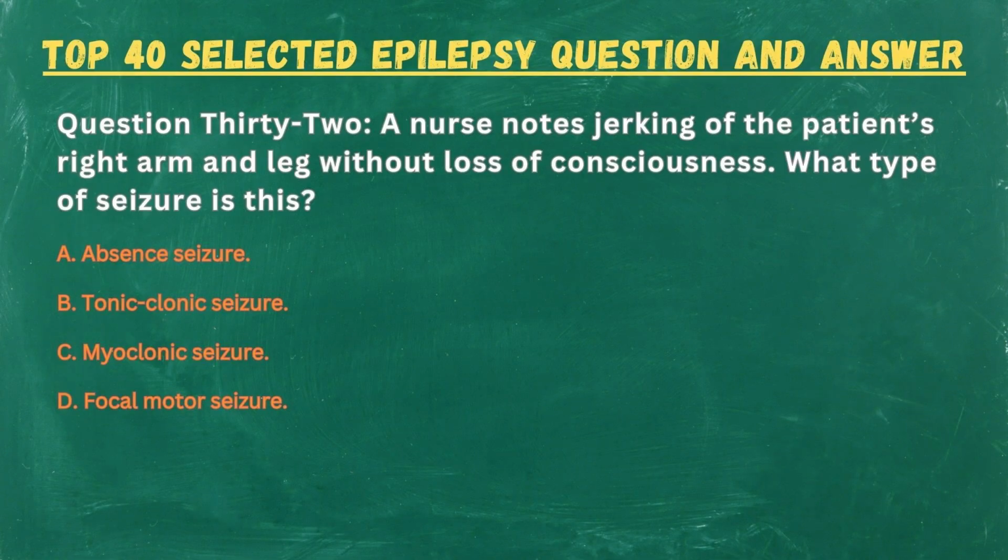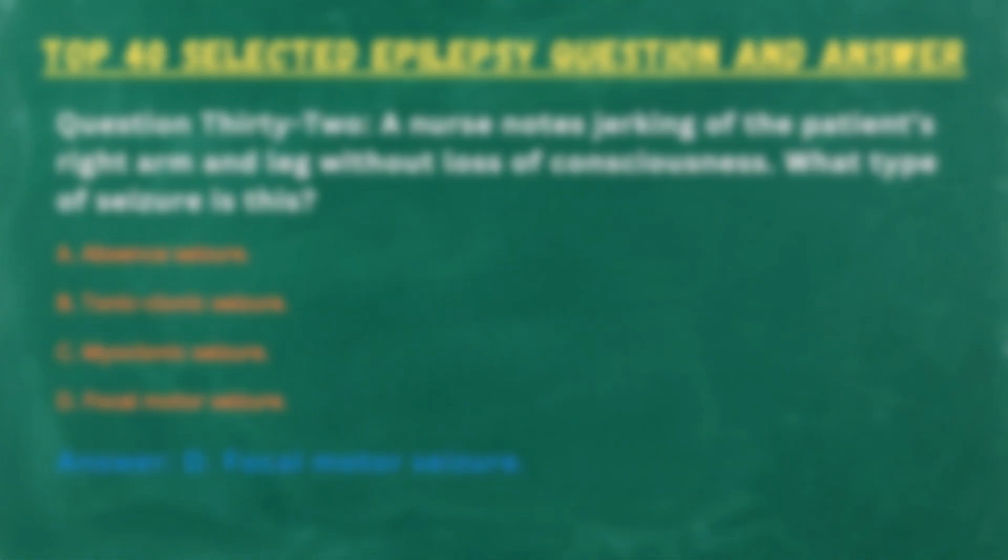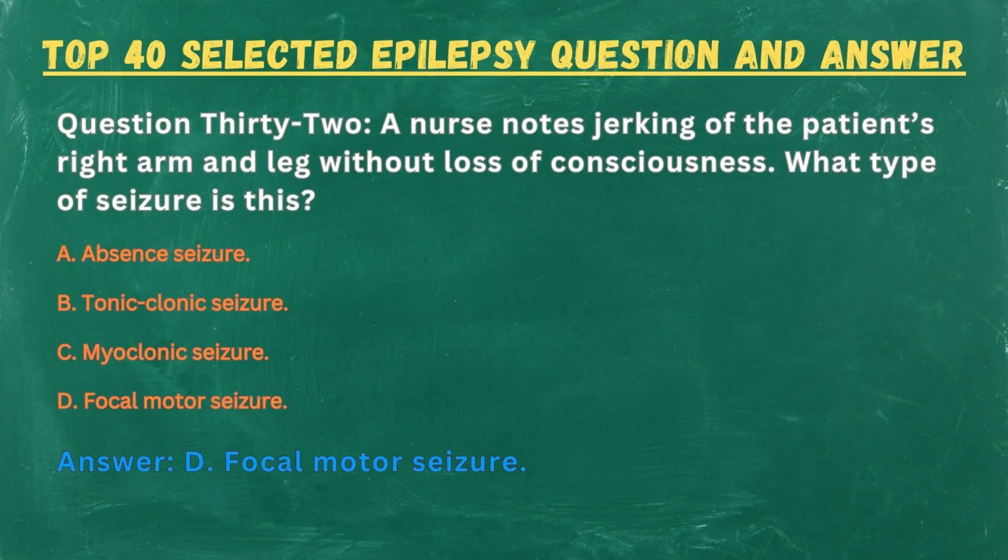Question 32. A nurse notes jerking of the patient's right arm and leg without loss of consciousness. What type of seizure is this? A. Absence seizure. B. Tonic-clonic seizure. C. Myoclonic seizure. D. Focal motor seizure. Answer: D. Focal motor seizure.